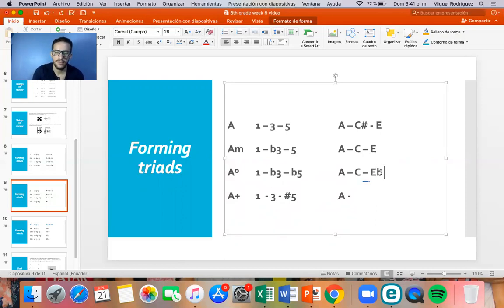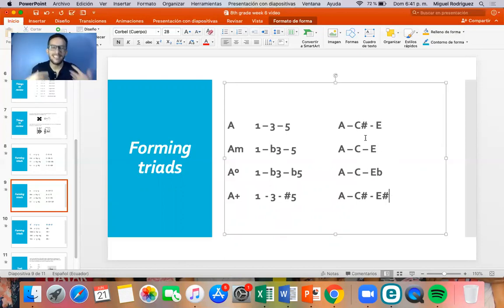Okay? And then here we have 1, 3, and sharp 5 for the A augmented triad. So we know that the C sharp is the 3, so we put here C sharp. And then we have the sharp 5. So normal 5 is E, so then the sharp 5 is going to be E sharp. Okay? And there you have all 4 triads beginning on the note A.